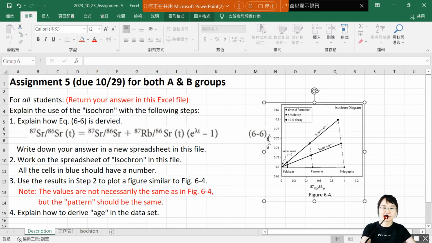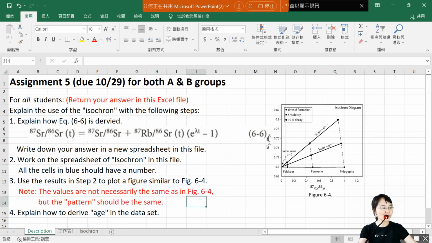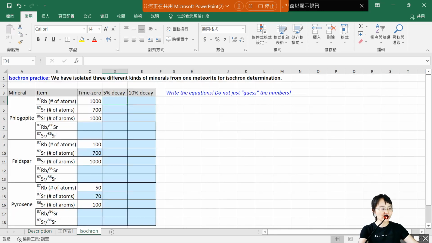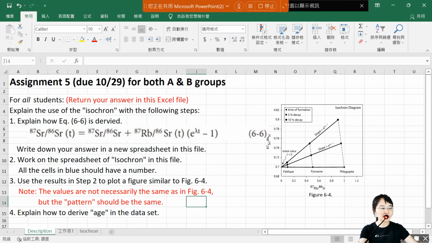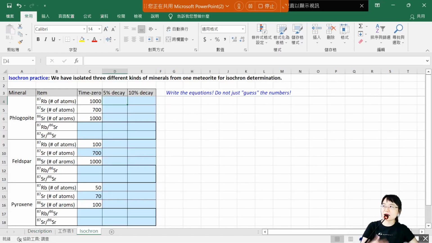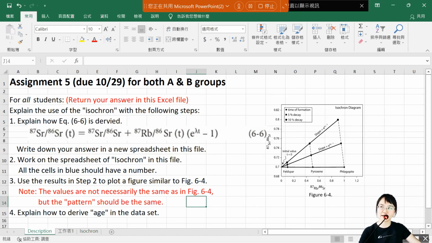This line is the isochrone. Note, the values in the spreadsheet here are not necessarily the same as figure 6-4, because these are numbers assigned by me for your practice. But the pattern should be the same. You should be able to draw this kind of line yourself. Then at the end, you need to tell me, in this graph, where do you derive age from? So that's how scientists date meteorites using this kind of graph.